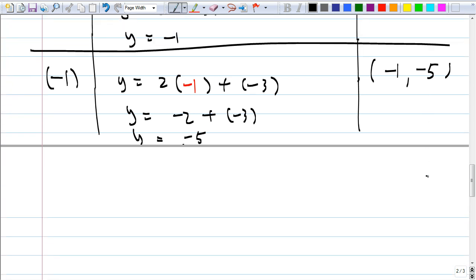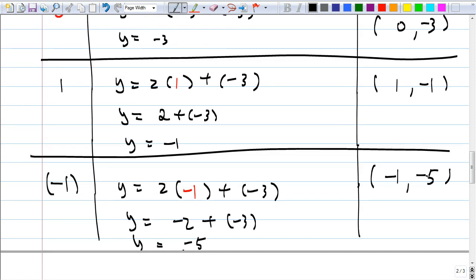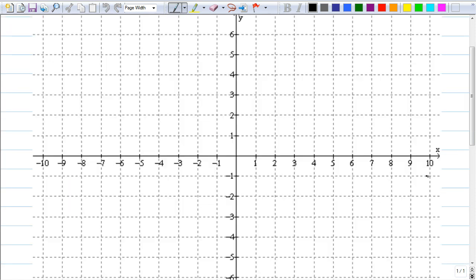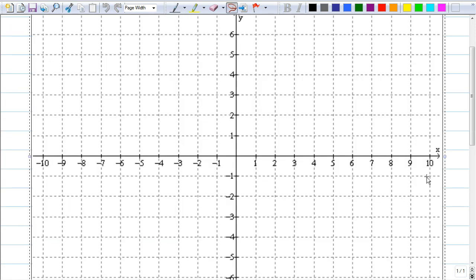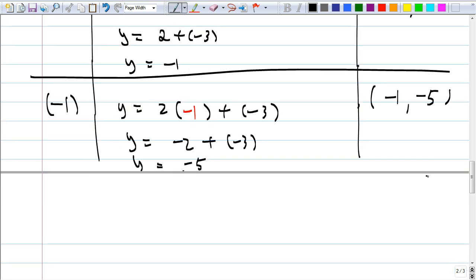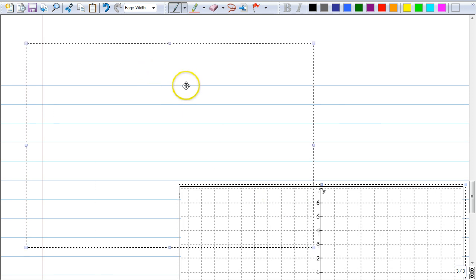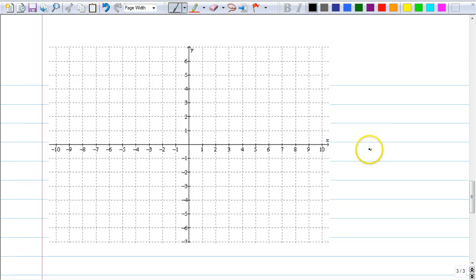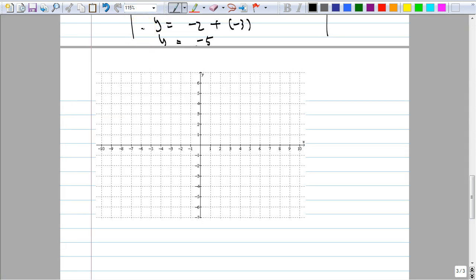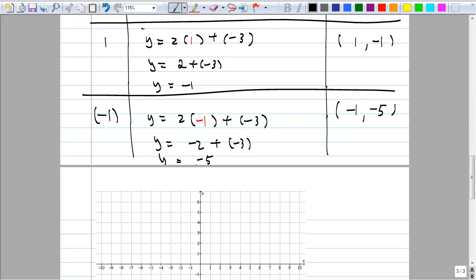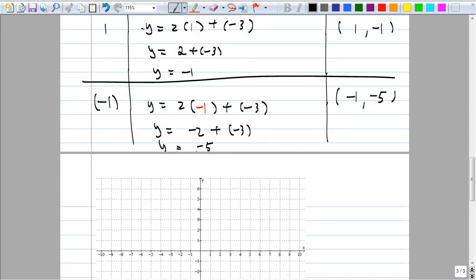But let me get myself a graph paper. Hold on. And put it in here. There's my graph paper. Okay. And let me see what I had before. I can't see it. So if I do this, hopefully I can see what I had before. There you go. Okay, so what are the ordered pairs that we got?